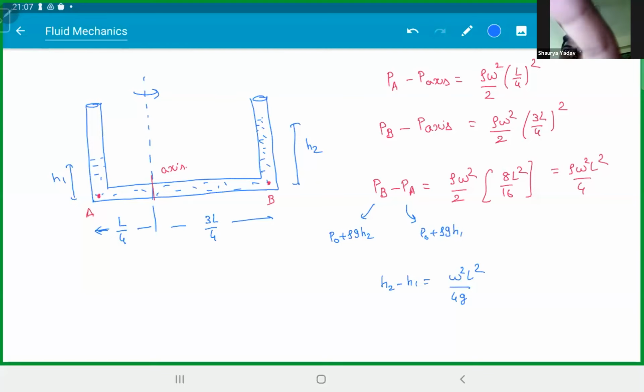Sir, but physically, while rotating, why would there be a pressure difference? Means, is there any force more on that side? So you think there's no force acting on this?